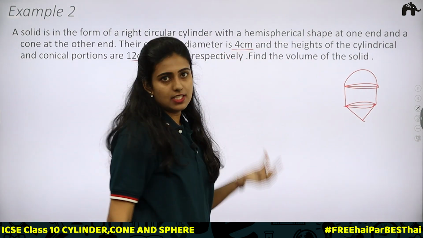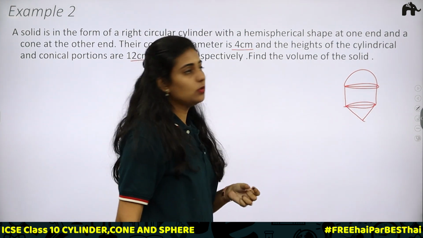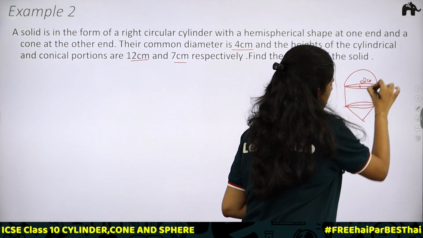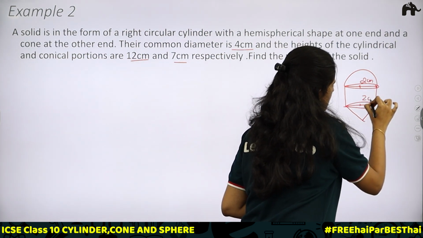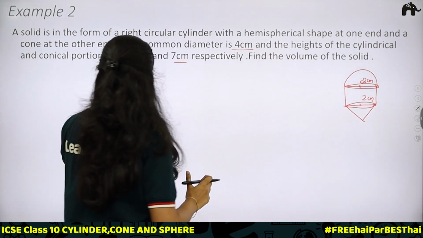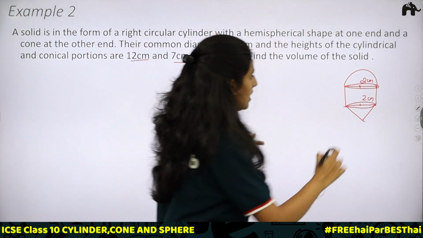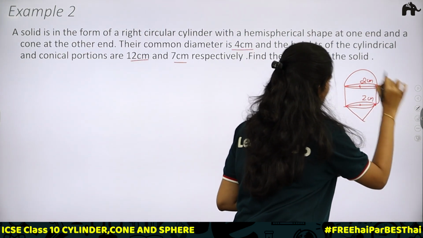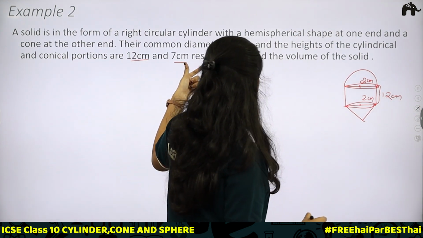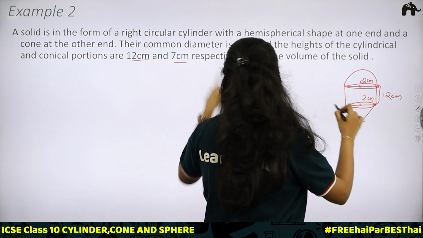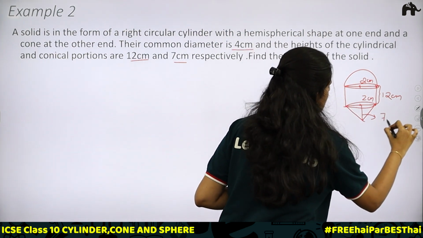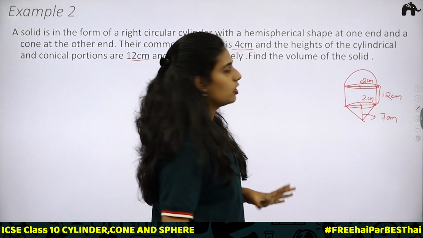If diameter is 4 cm, we know radius will be equal to 2 cm. So the radius is 2 cm. Here again radius 2 centimeters. What else is given? The height of cylindrical portion and the conical portions are given. Height of cylindrical portion, this portion, is 12 centimeter. And that of the conical portion, the height is 7 centimeter. Okay, we need to find the volume of solid.